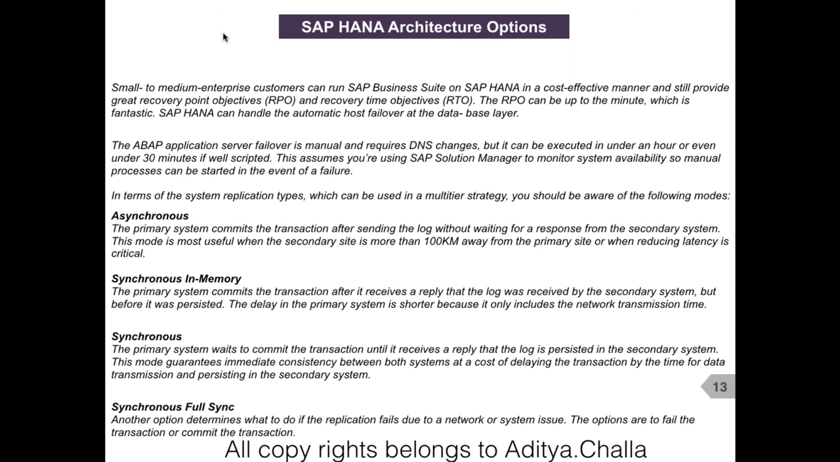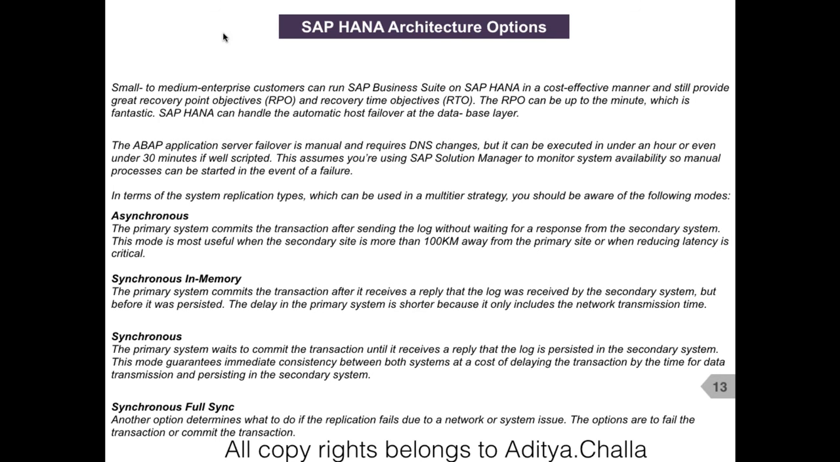This assumes that you are using SAP Solution Manager to monitor the system availability, so a manual process can be started in the event of failure. That means we have a Solution Manager structure. The Solution Manager is always connected to the HANA system. So if any problematic issue occurs, once you update the Solution Manager, even if any event failures occur in the HANA database, the Solution Manager gives the information back and it will update the information.